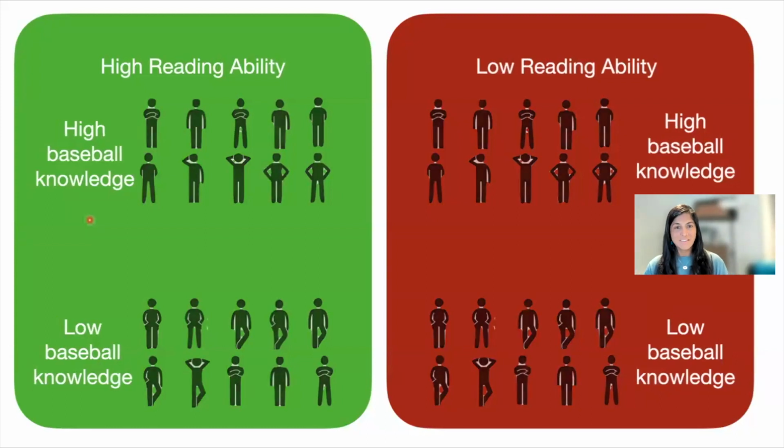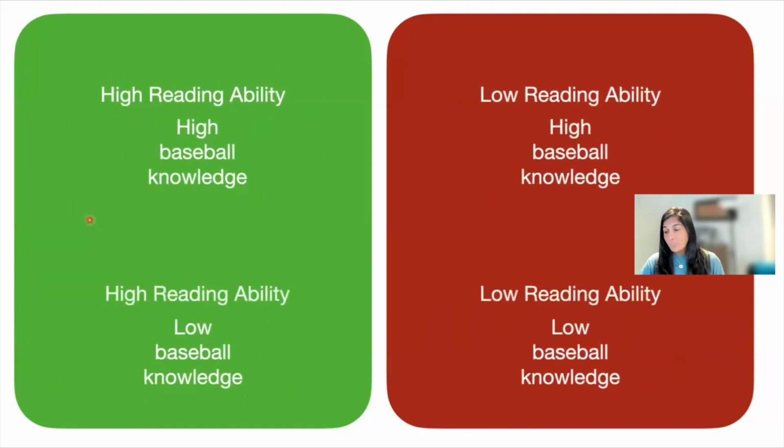What happened then? The next step was to ask all the students to read a story about a baseball game. And let me give you a sample of the text, but just understand again: high reading ability, high knowledge of baseball; high reading, low knowledge; and again the low readers with high knowledge of baseball. And this is the kind of sample text that they read.